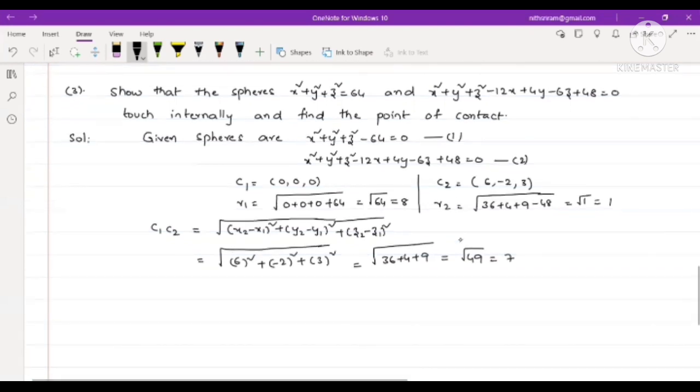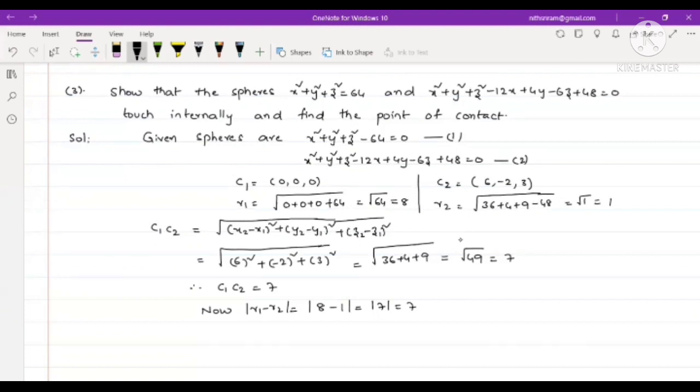If you want to say the two spheres touch each other internally, the condition we have to satisfy is that the distance between C1 and C2 is equal to the modulus of R1 minus R2. Here we get C1C2 is equal to 7. Now I am considering the modulus of R1 minus R2. This is equal to the modulus of R1, which is 8, minus R2, which is 1. So we get modulus of 7, and the modulus of 7 is nothing but 7.